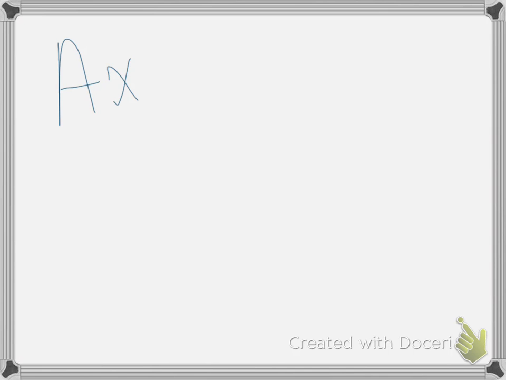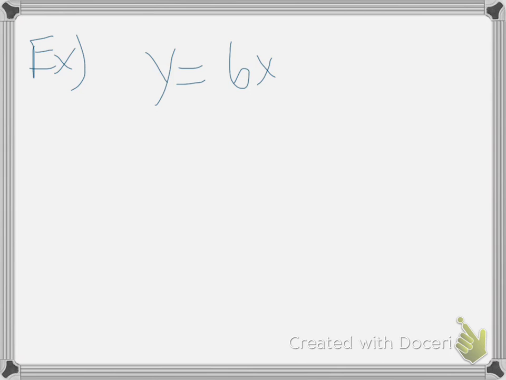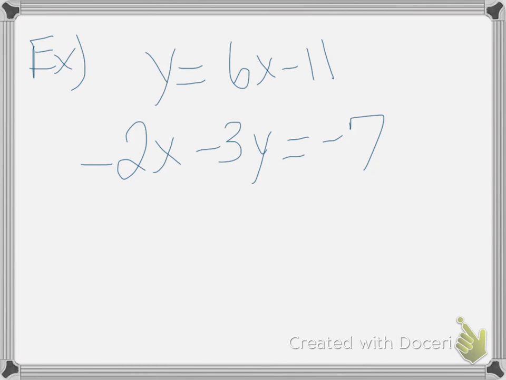Okay, so I showed you how to put it in the matrix when they are in standard form like this. When they're like this, you put in the matrix, easy, no problem. Now I'm going to show you how to do it when they're not like that. Let's look at this example. y equals 6x minus 11 and negative 2x minus 3y equals negative 7.